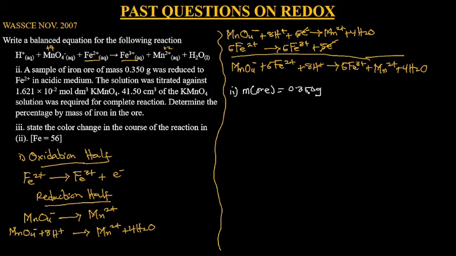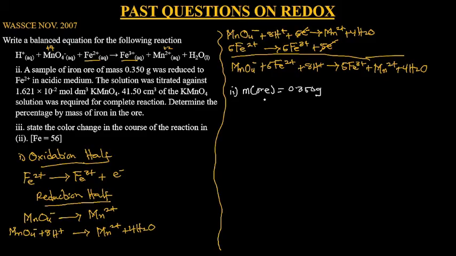41.50 cm³ of KMnO4 solution was required to complete the reaction. Determine the percentage by mass of iron in the ore. Okay, all right. So we have an iron ore of mass 0.350 g, and from what the question is telling us, the ore has some impurities and some pure iron. So we are trying to find the percentage of pure iron in the ore.